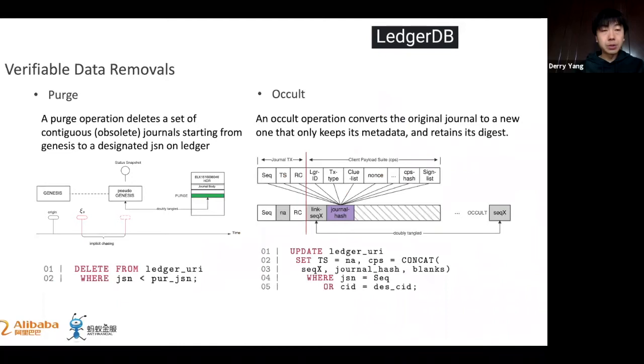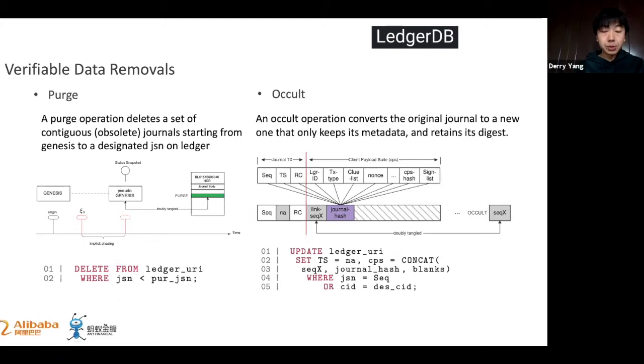Okay, let's talk about the verifiable data removal. LedgerDB supports several data removal operators demanded by real-world customers. It breaks immutability in conventional blockchain, but still preserves verifiability. We know that in traditional blockchains, once the data is written onto ledger, it cannot be deleted or modified. But this leads to prohibitive storage overhead and regulatory issues in real-world applications.